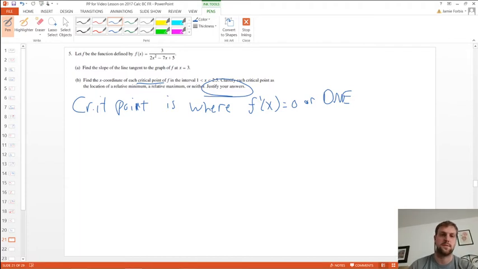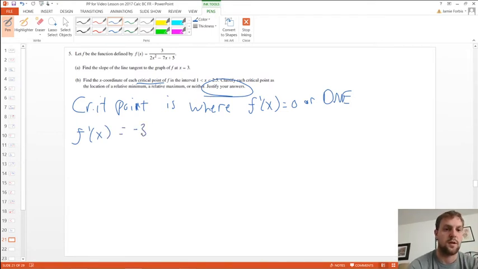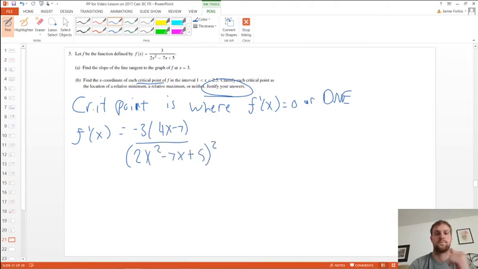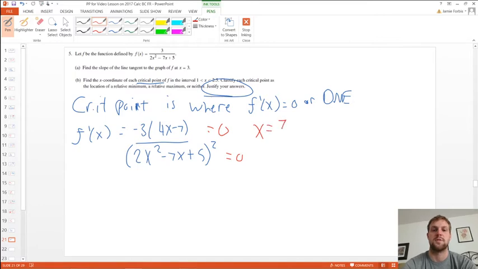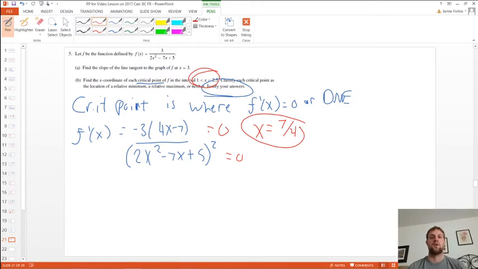So let's start by finding those values. Remember that f prime of x from the previous problem was equal to negative 3 times 4x minus 7 over 2x squared minus 7x plus 5 squared. To find our critical points, we're going to set both the top equal to 0 and the bottom equal to 0. On the top, what makes that 0 is x equals 7/4, which is in our interval from 1 to 2.5.